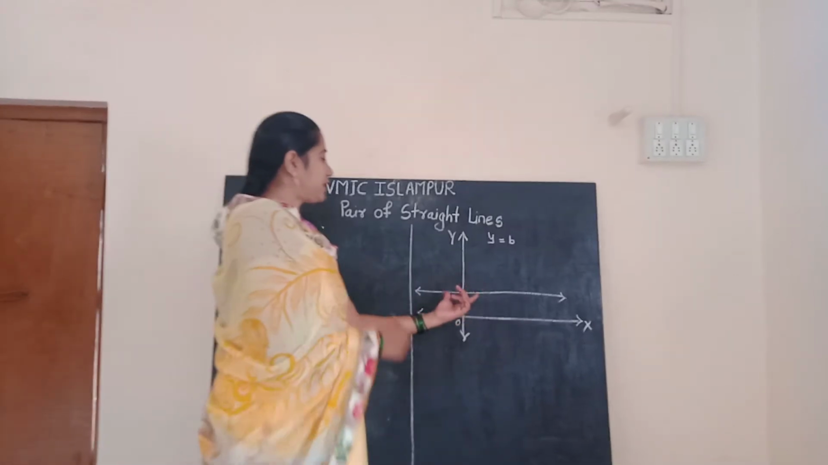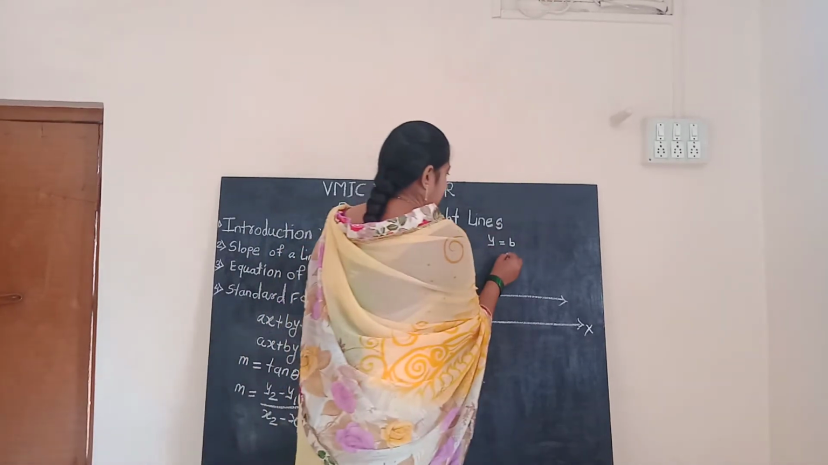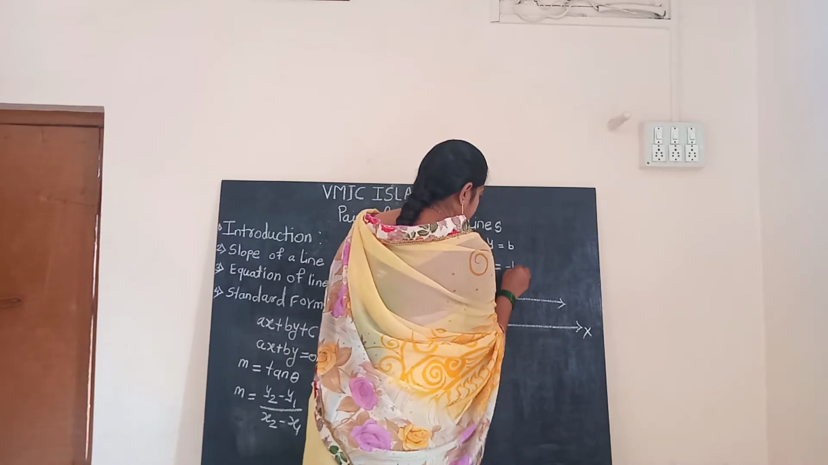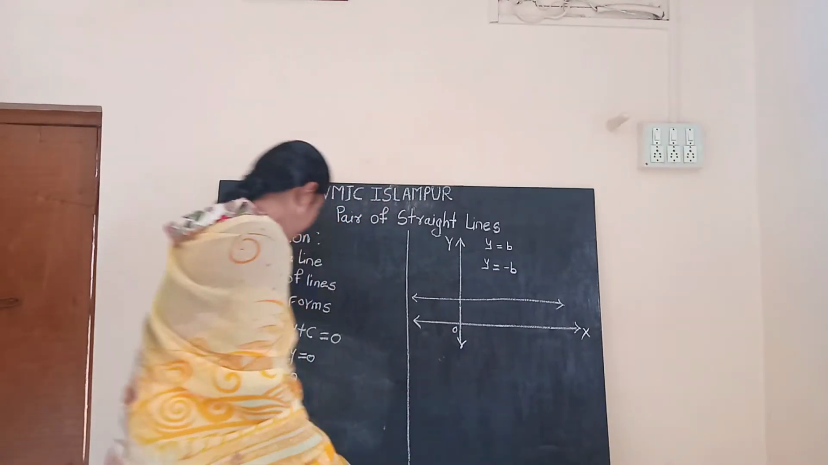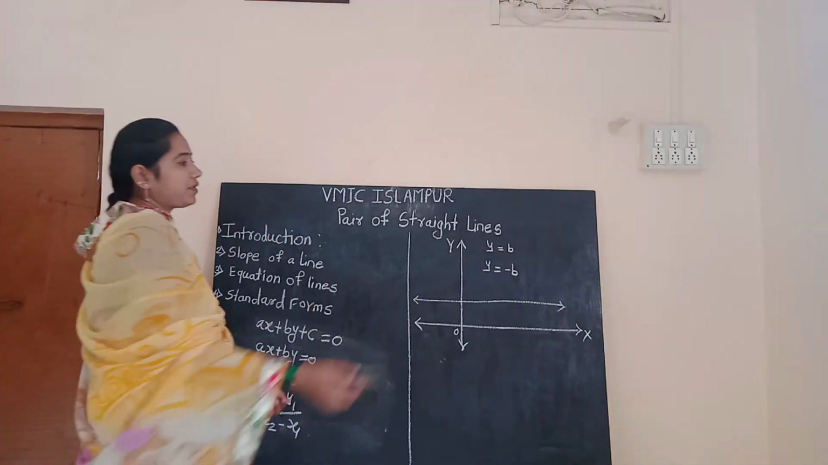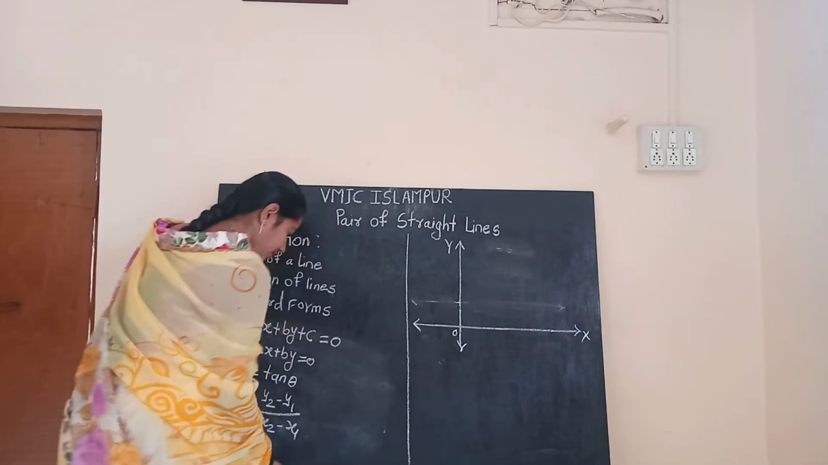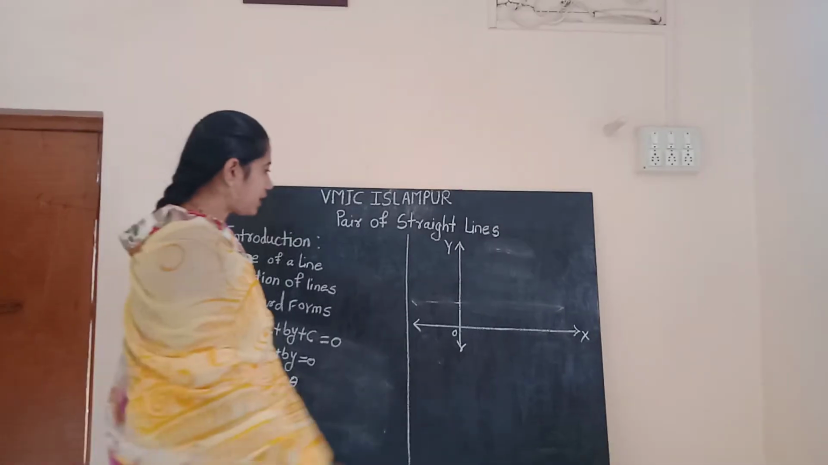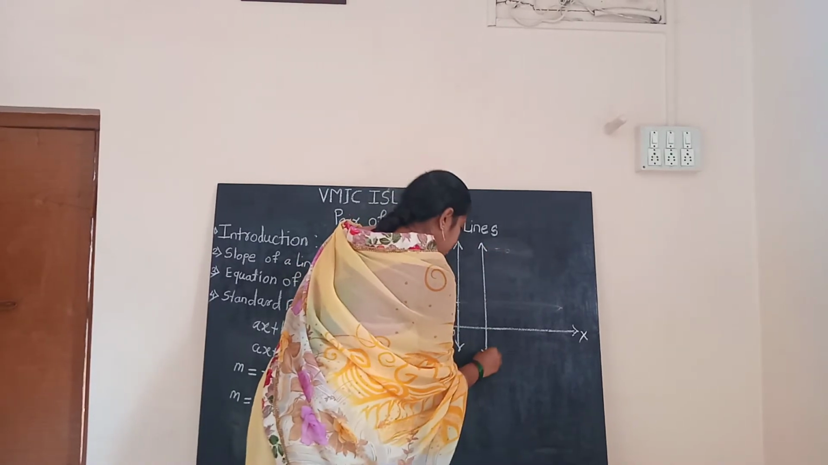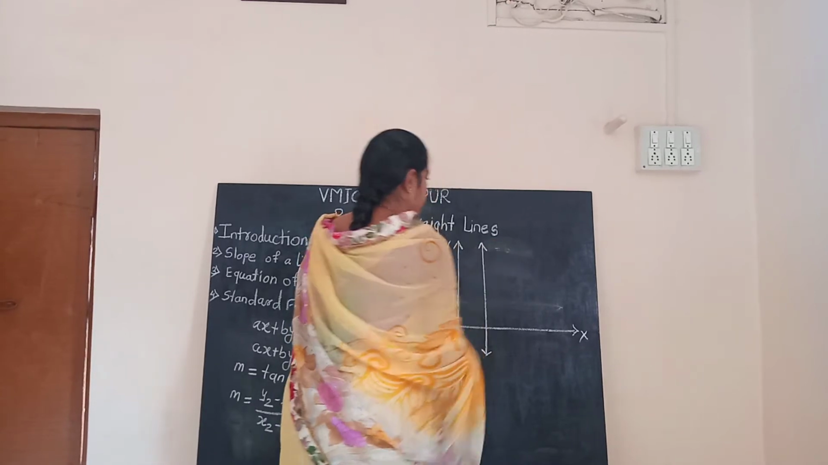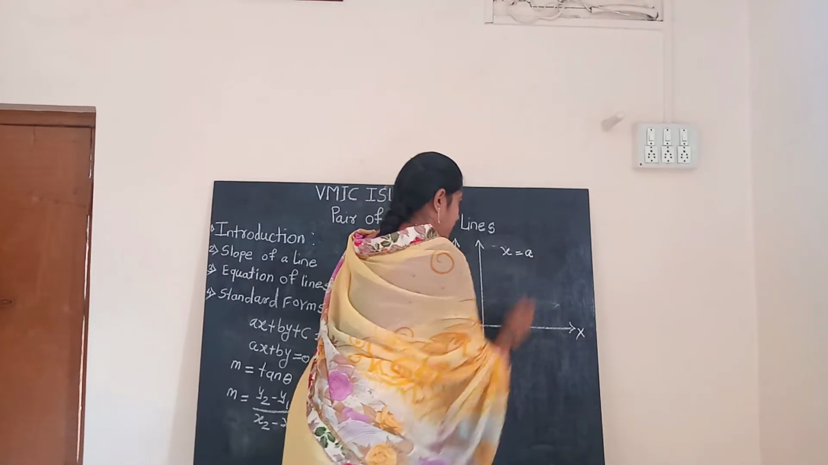Suppose the line is parallel to the x-axis and below the x-axis, then b is negative. Then the equation of the line is y is equal to minus b. This one. Next, the equation of a line parallel to the y-axis. Suppose the line is parallel to the y-axis, then the equation of the line is x is equal to a.